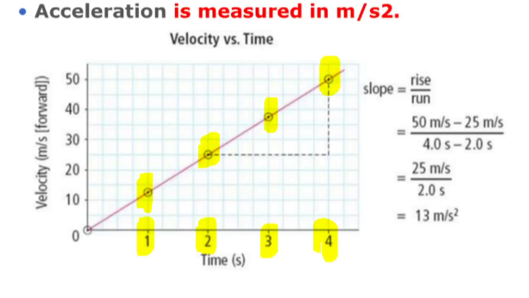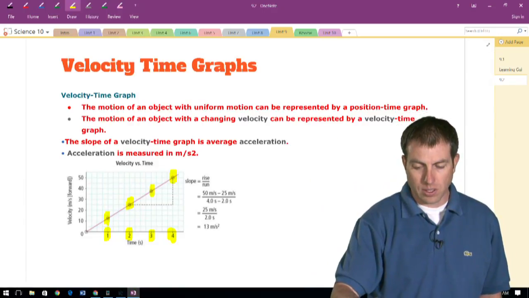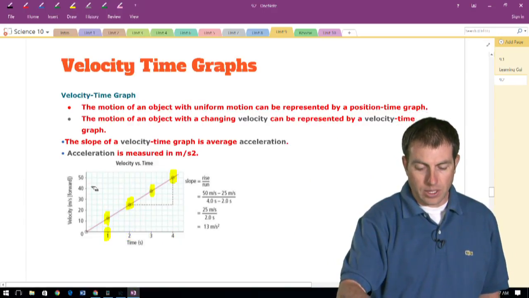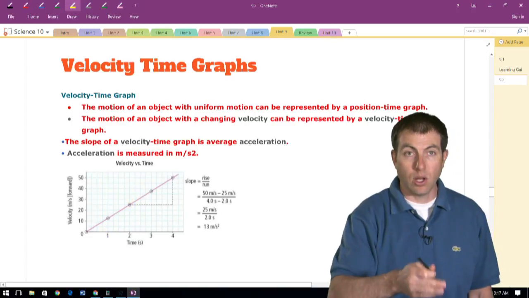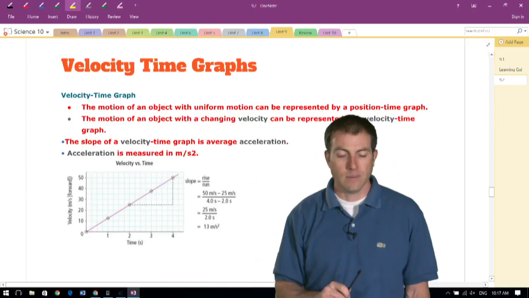So as time goes on, our velocity is increasing. So that's what an increasing slope looks like, or a positive slope. And that means it's accelerating. So we're going slowly, getting faster, faster, faster. It's accelerating. It's increasing its speed.